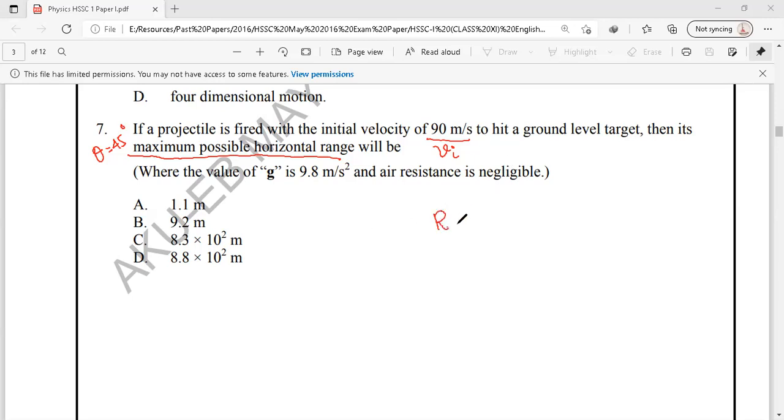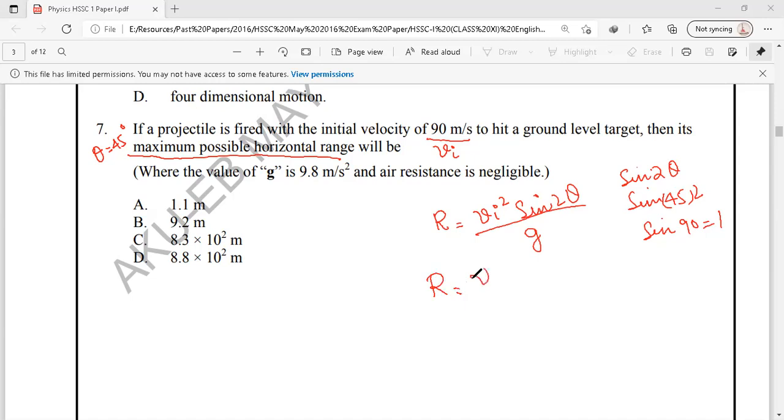So the formula for the range we have studied is vi square sine 2 theta over g. So sine 2 theta will be equal to 1 because theta is 45. Sine 2 theta, in which theta is 45, multiplied by 2, so sine 90 will be equal to 1. So range will become vi square over g.